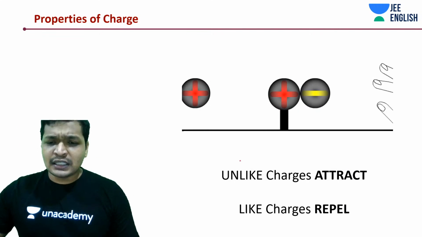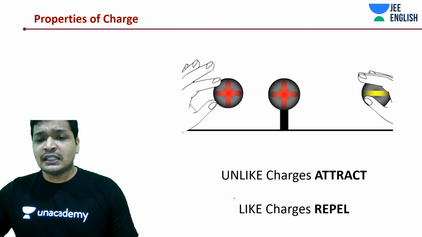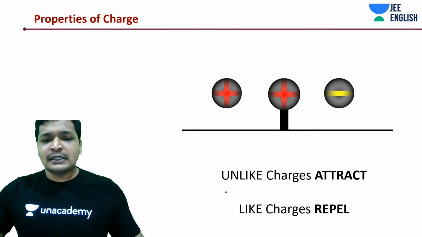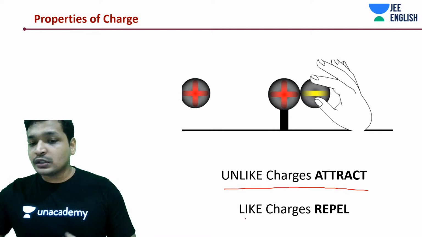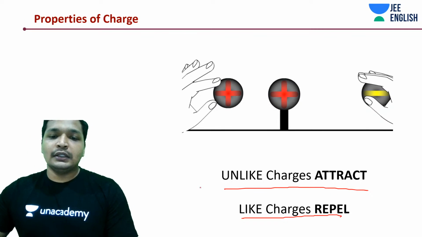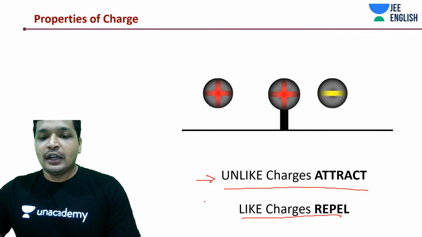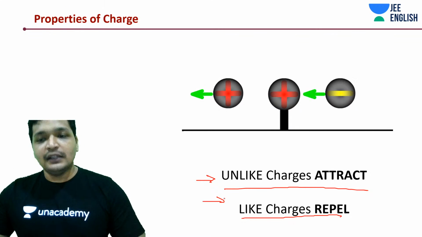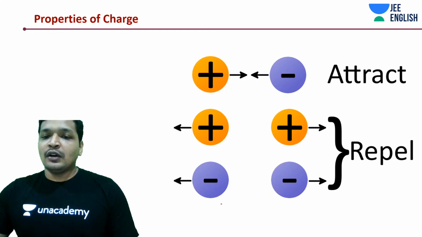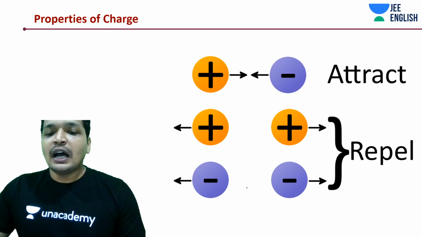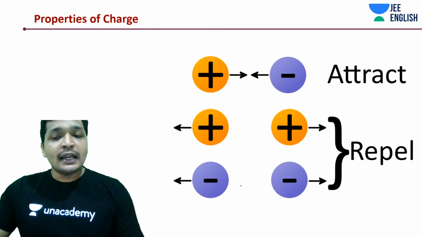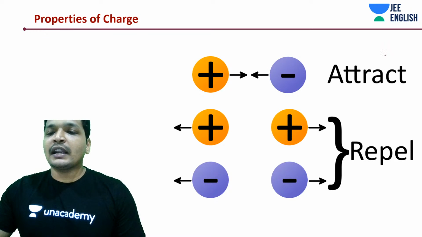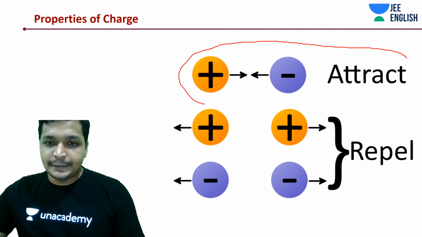This is a property of charge: like charges repel, unlike charges attract. This is a basic thing. I hope everyone knows this. If you don't know it, just understand that this is how it works. So a positive charge would repel a positive charge, a negative charge would repel a negative charge, and a positive and negative charge will get attracted.